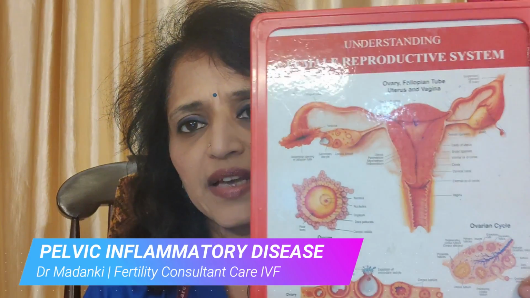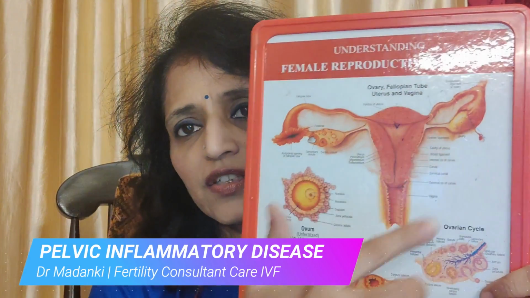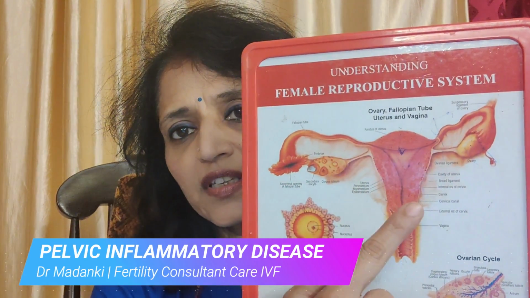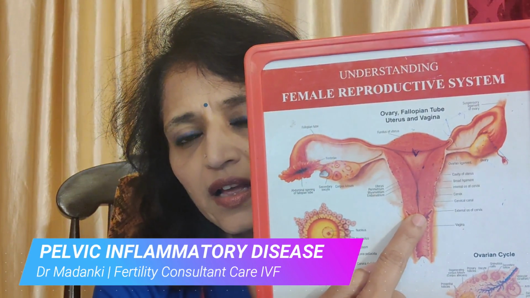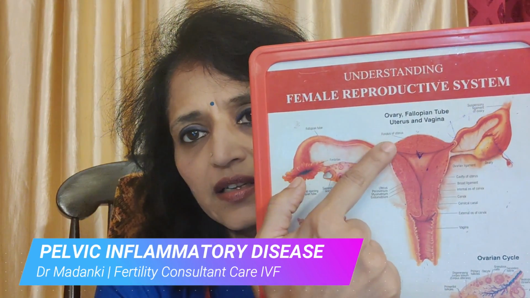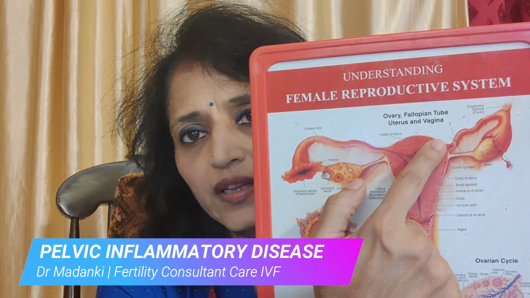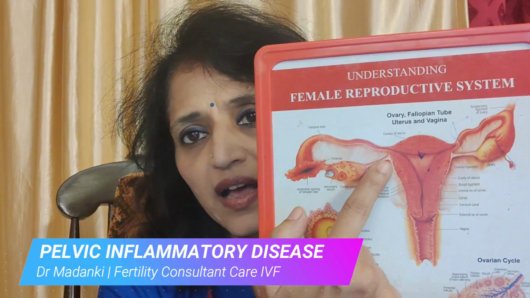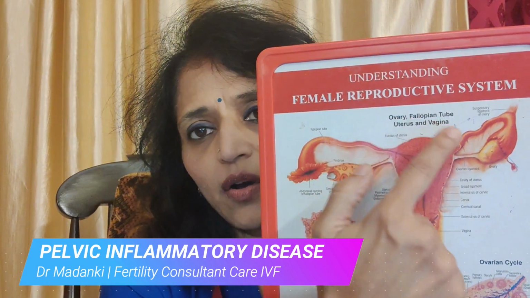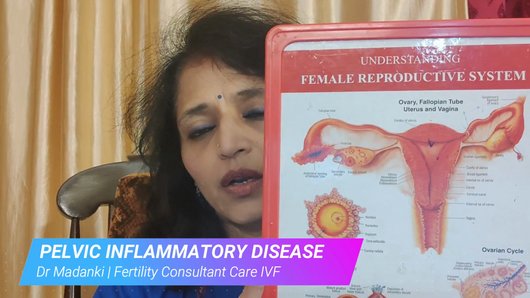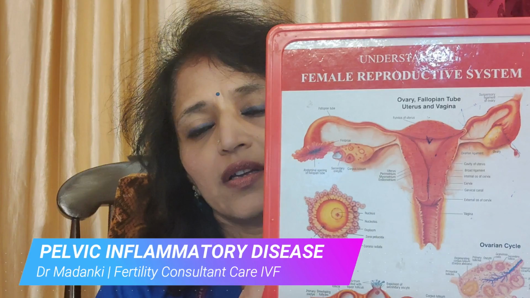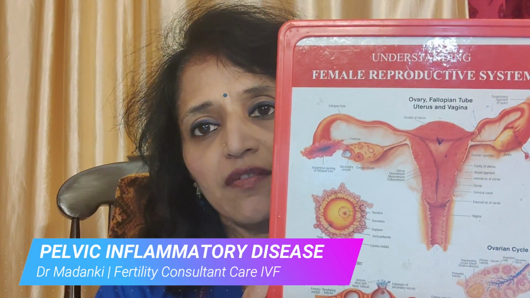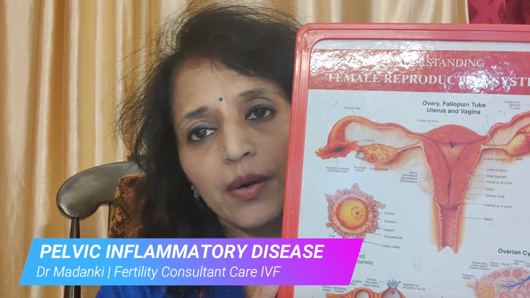So, let me explain to you with the help of this simple picture here. This constitutes your reproductive organs. The pear-shaped organ here is the uterus, the cervix, and the vagina. And on either side, these are the fallopian tubes and the ovaries. All this is present in the lower part of your abdomen, which is also called the pelvis, which is why it is called a pelvic inflammatory disease or PID.